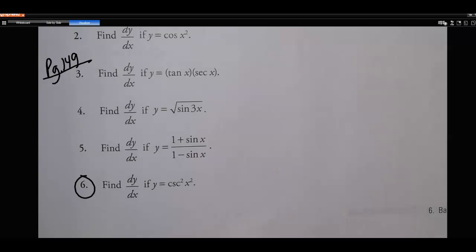All right. Well, I'm going to start by rewriting this: cosecant of x squared, squared. Well, I don't like where they put the square in trig functions. I like to write it like this because that's what it really means. So we're taking cosecant of x squared, and then whatever that is, we're squaring that. That's what it means when they put that little 2 right there.